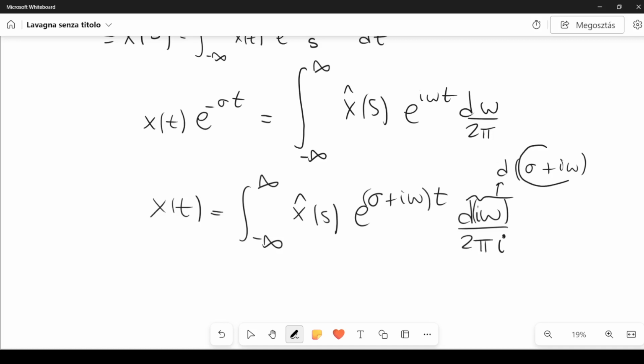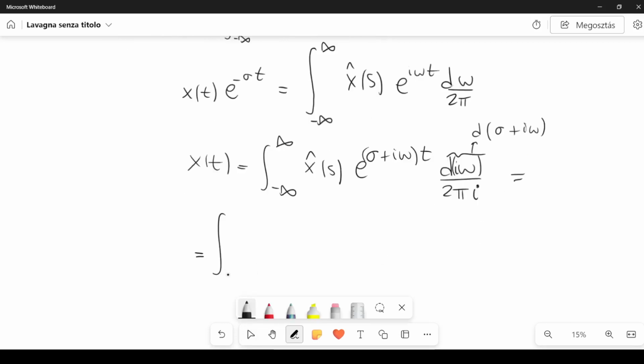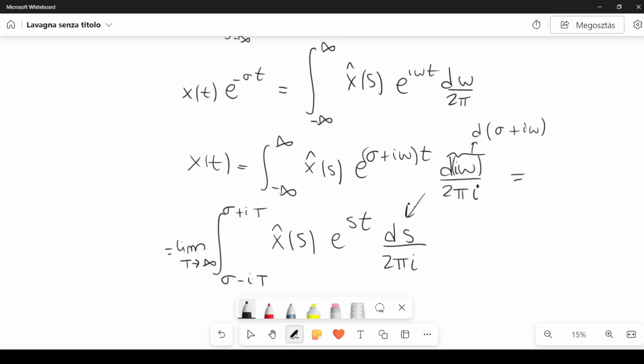And we have to be careful because in this case the boundary of the integral should be written properly in the following fashion. So in this case, since the variable is sigma plus I omega, and I can call that s, the integral is equal to integral from sigma minus I infinity, or if you want, we can put capital T, and we can consider a limit here. So we take the limit as capital T goes to infinity, because that's what's going on here. We have this variable, which we call s, and we integrate over this variable s, from sigma minus I T to sigma plus I T, x hat of s, e to the st ds divided by 2 pi I, and this is exactly the definition of the inverse Laplace transform.